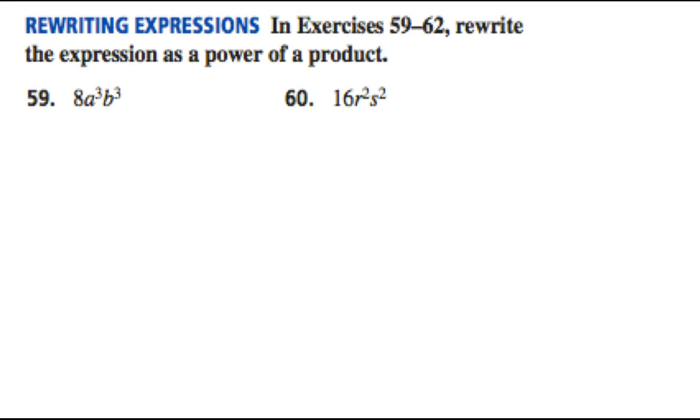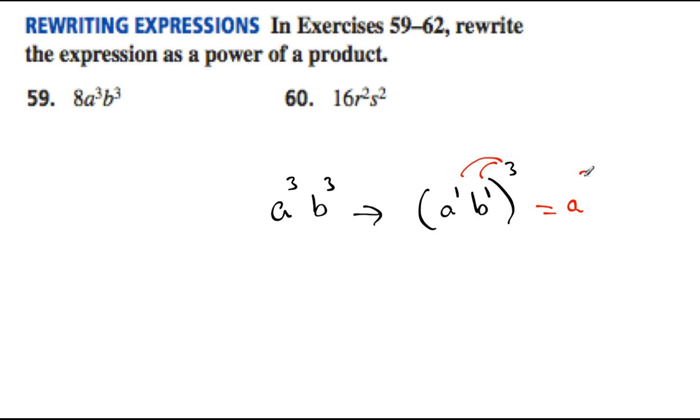It's a little different. We're going to be rewriting expressions, so rewrite the expression as a power. So 8 times a to the third, b to the third. Notice that a to the third, b to the third came from a to the first, b to the first with a 3 on the outside, right? And then I could go back, distribute, and I get a to the third, b to the third. So that's how I get from here to here.